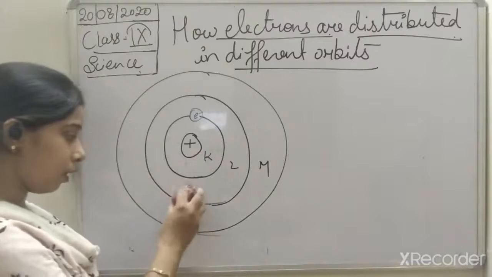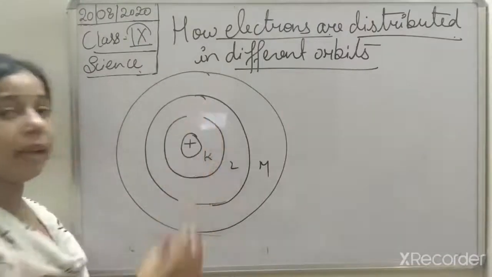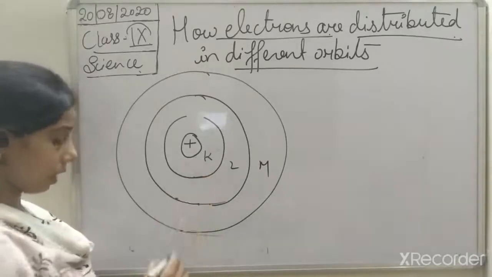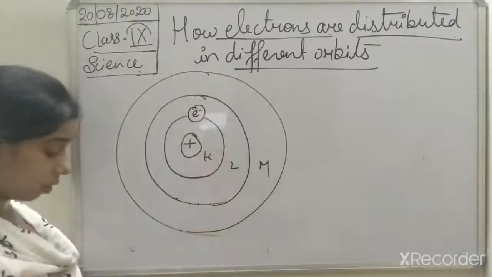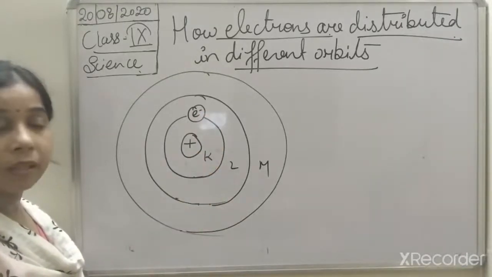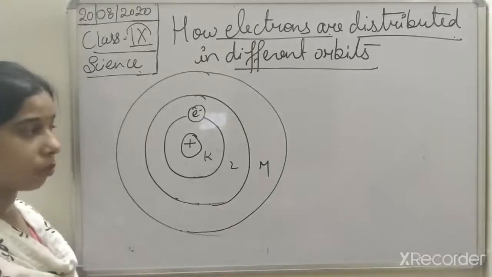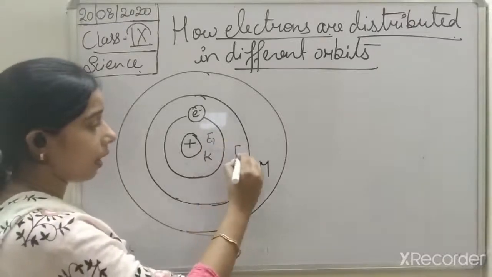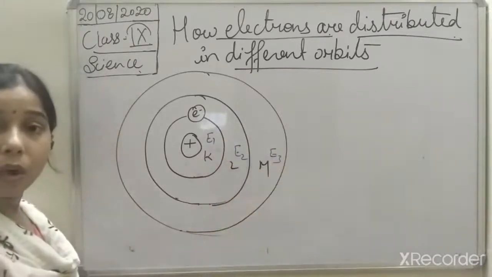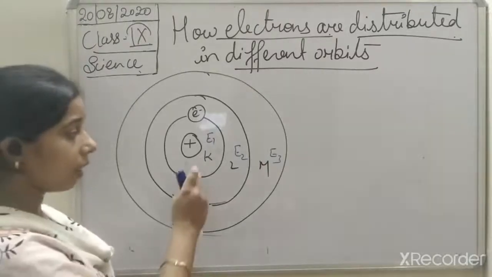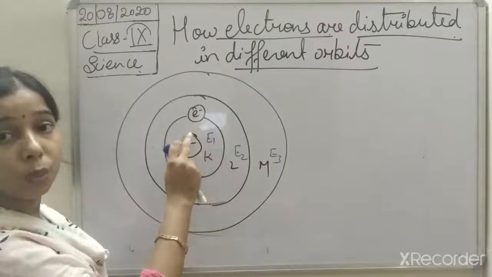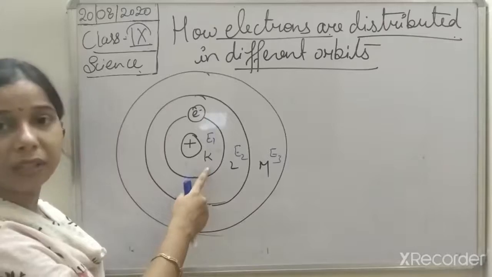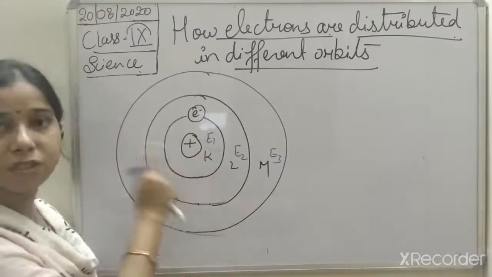Now you see here, students, suppose an electron is present in the K shell, having the energy by which it stays in the K shell. Suppose the energy in the K shell is E1, in L it is E2, and here it is E3. So if the K shell has E1, it means the electron present in the K shell has energy equal to E1, and that is why it is rotating in this shell.